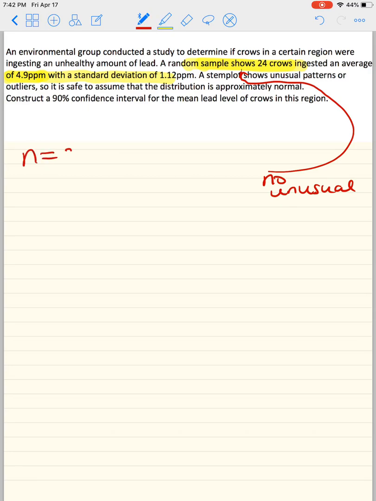n equals 24. x bar is equal to 4.9. And once again, this is s because the 1.12 comes from the 24, which is a random sample. So this is a sample standard deviation. Also, one other great hint, typically when n is small, we tend to go for a t.